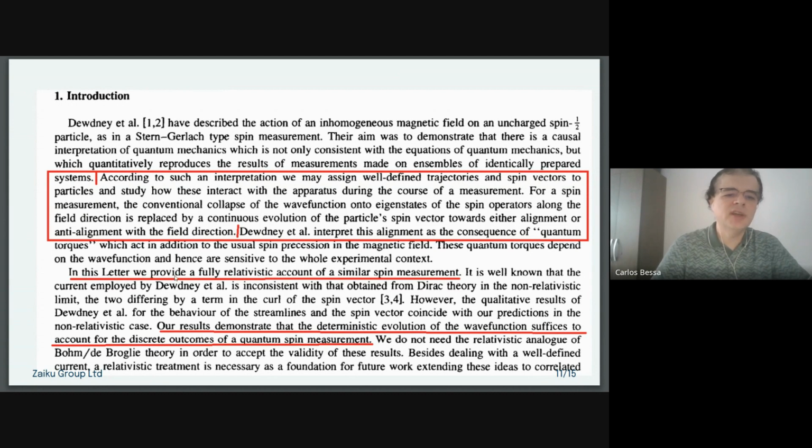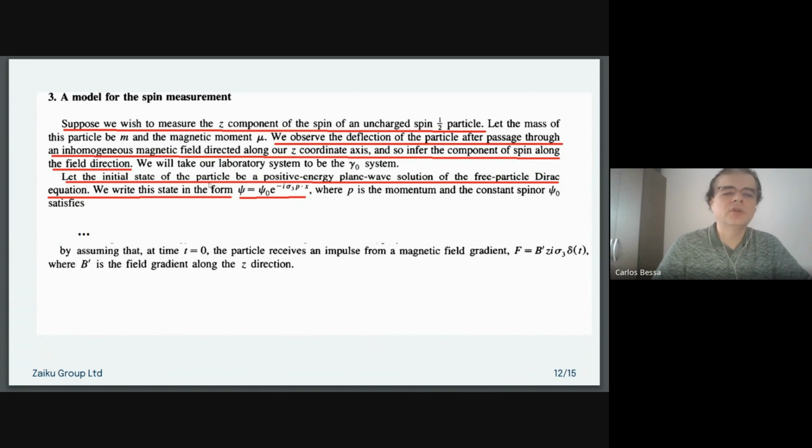Continuing in this letter, we provide a fully relativistic account of a similar spin measurement, and our results demonstrate that the deterministic evolution of the wave function suffices to account for the discrete outcomes of a quantum spin measurement. And here he says what he did exactly, in part 3 of the paper. Suppose we wish to measure the z component of the spin of an uncharged spin-1/2 particle, and we observe the deflection of the particle after passage through an inhomogeneous magnetic field directed along the z coordinate axis, and so infer the component of the spin along the field direction. So exactly like in the Stern-Gerlach experiment. And he considered a wave function of this type, where this sigma 3 is one of the Pauli matrices, I think the Z matrix.